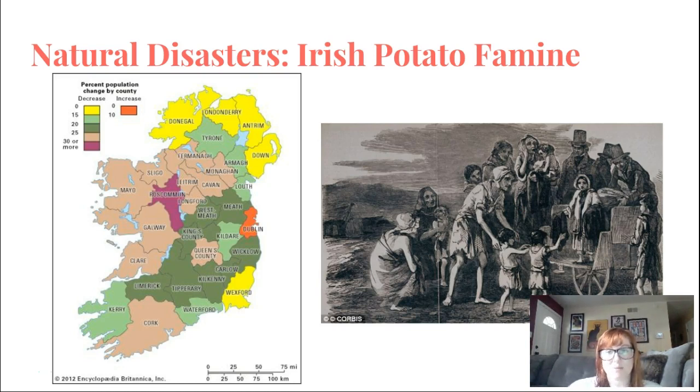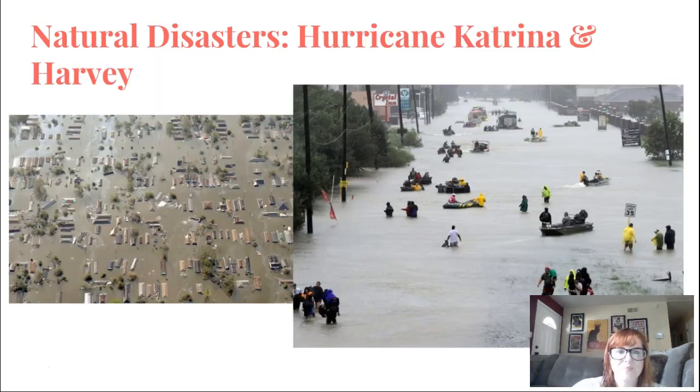Natural disasters. The potato famine would be considered a natural disaster. Okay, the potato crop failed, which means that people were starving and they had to move. It was a forced migration. It wasn't just because they wanted to eat something other than potatoes. Okay? And then these are very recent.